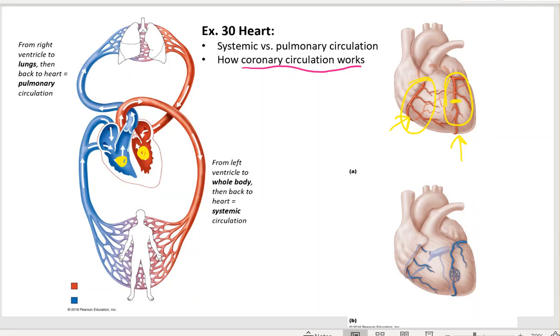And so coronary arteries take freshly oxygenated blood right from the ascending aorta. It's the very first blood that gets dropped off, going out to the coronary circulation, so the heart gets the freshest, most oxygen-rich blood. And then the venous return is going to go into the coronary sinus, which will dump into the right atrium and then back to pulmonary circulation.